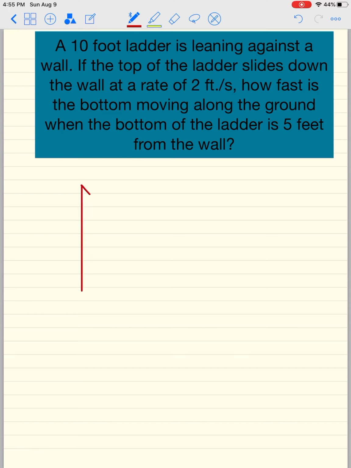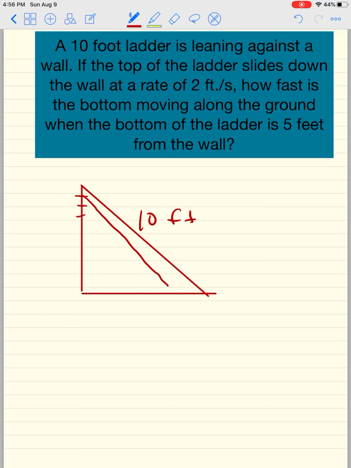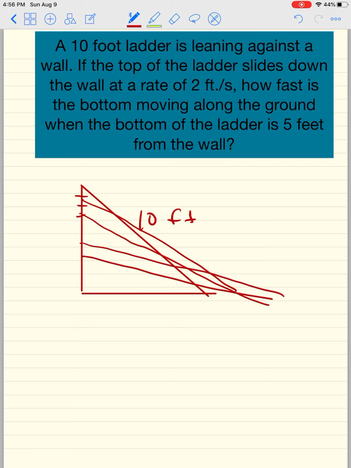And so let's take a look at what that looks like. So that's that. This is 10 foot. It's leaning against the wall. If the top of the ladder slides down the wall, it's sliding down, so that's what that looks like.